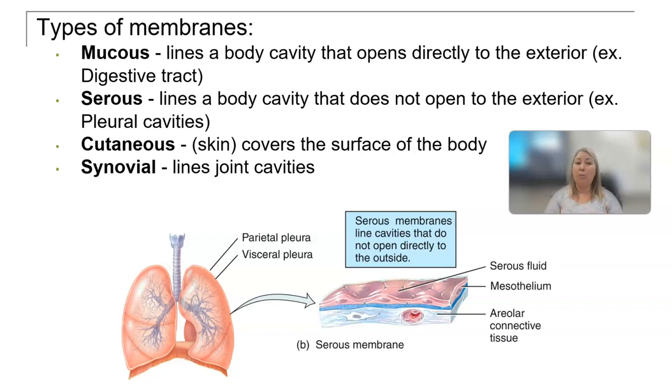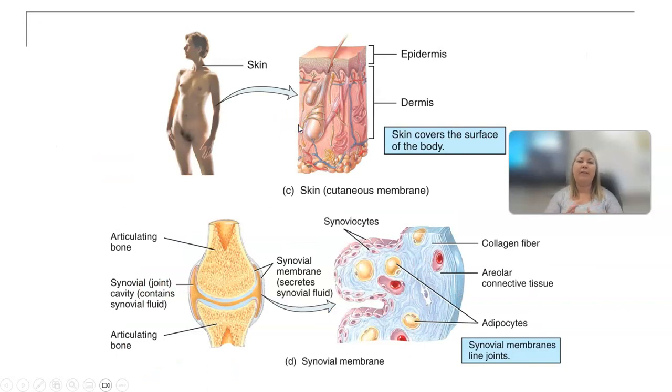Body cavities that don't open to the exterior, like around your pleural cavity and your pericardial cavity, are lined with serous membranes. Then we have our cutaneous membrane, which is our skin, and we also have joint cavity membranes called synovial membranes. So here we have a close-up view of our cutaneous membrane on the top, our synovial membranes on the bottom. In both cases, we have different secretions that help these membranes do their job. For your skin, it's of course to be waterproof and prevent materials from entering the body. For your joint cavities, it's again lubrication and allowing those joints to move very, very freely.